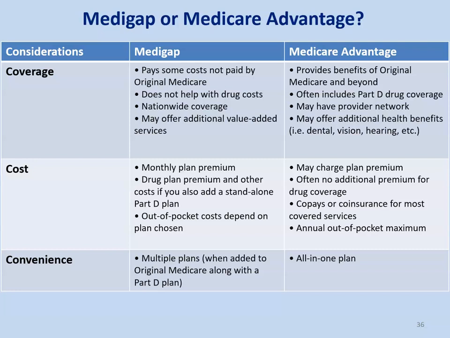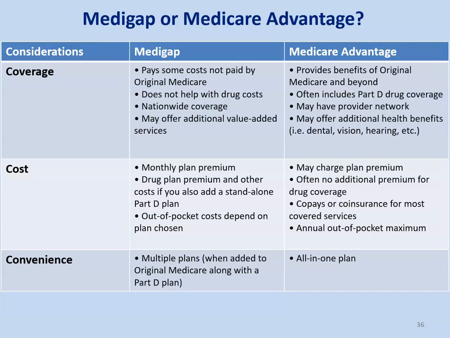As opposed to that, the Medicare Advantage plan provides the benefits of original Medicare and beyond. It usually includes the Part D coverage, which is great. You want that prescription drug coverage in there. You may have a provider network for the most part. If it's an HMO, yes; PPO, more flexibility. And it typically offers some additional health benefits, the dental, the vision, the hearing.